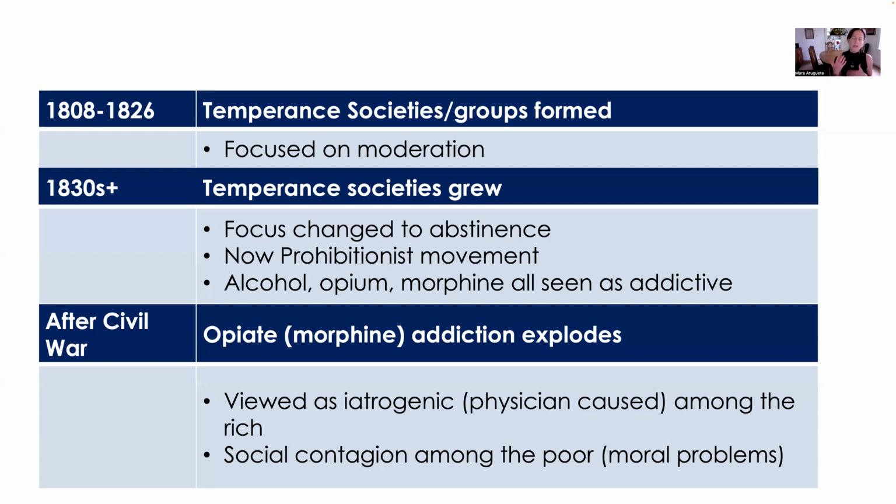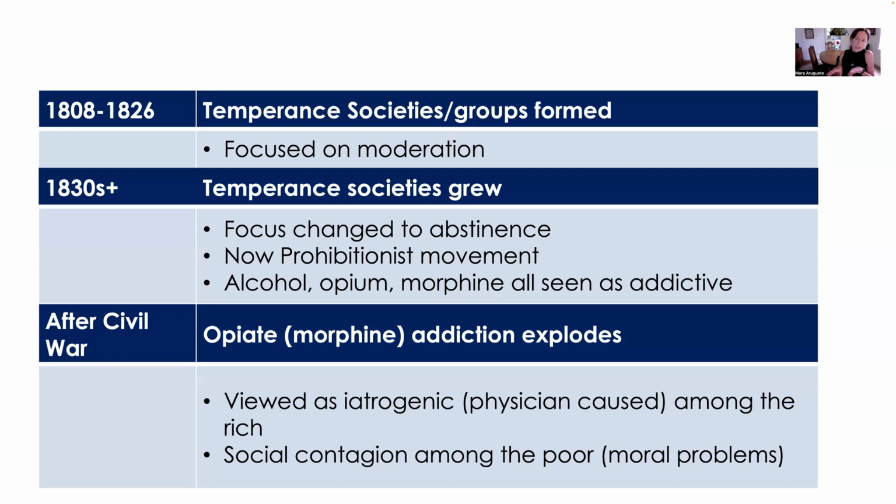And there were these groups that they called temperance societies, right? Those grew into the 1830s, and they became more and more morally focused during that time. And the focus also changed from you shouldn't drink that much alcohol to you should drink no alcohol, which is what we call abstinence. At this point, a political party, a prohibitionist movement, started to try to make alcohol illegal in the United States.